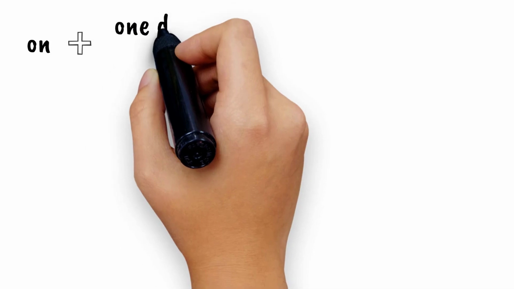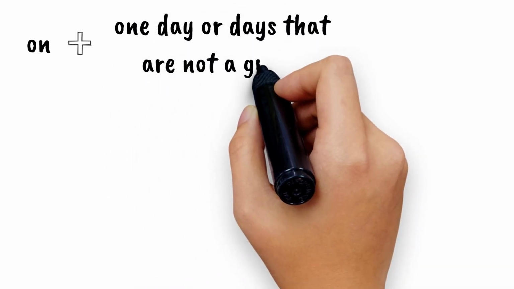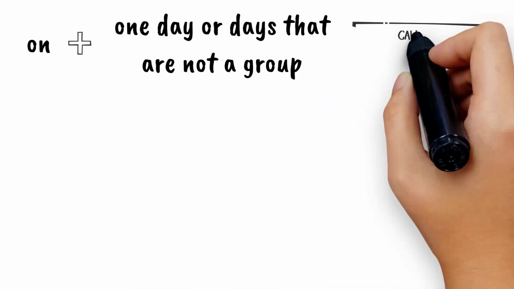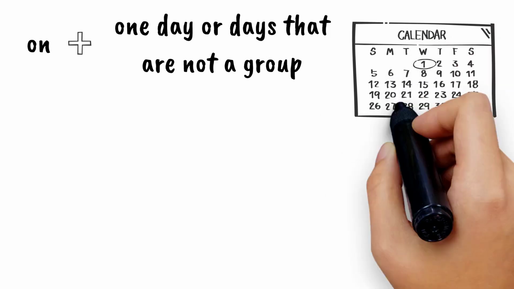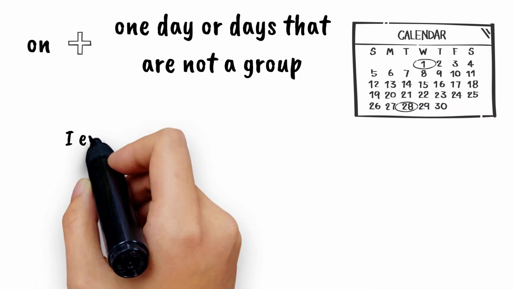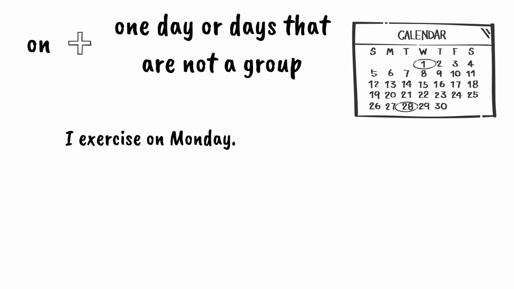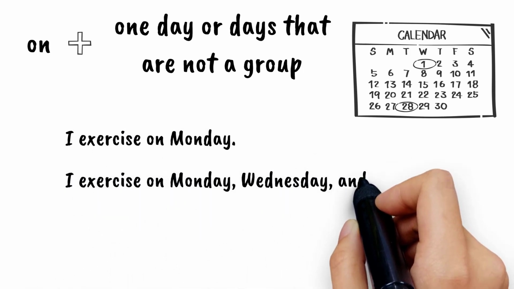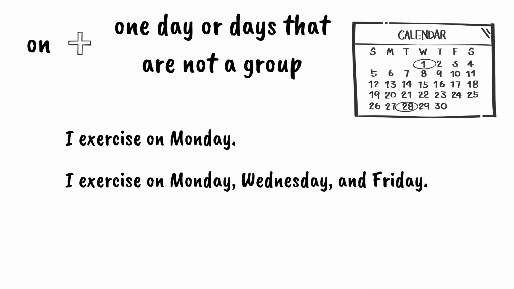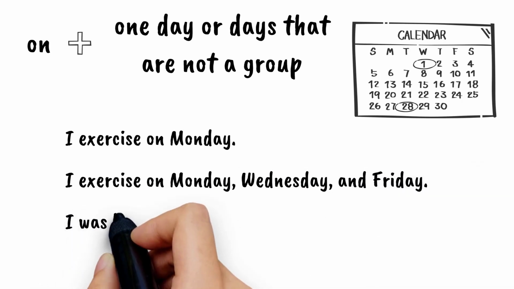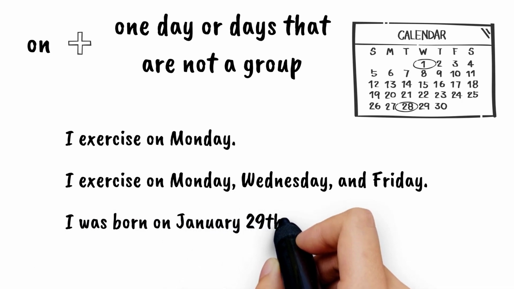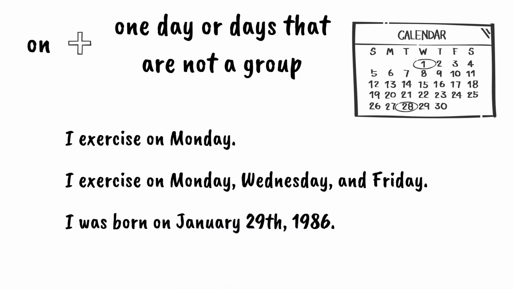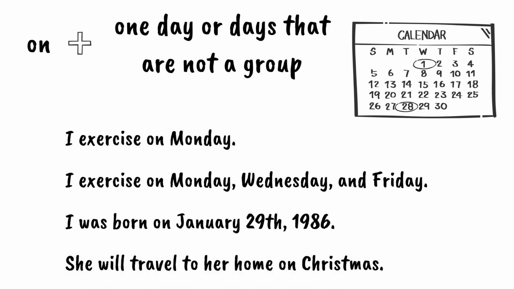Finally, let's look at some examples with on. Remember, use on with one day or specific days that are not a group. So some examples are, I exercise on Monday. I exercise on Monday, Wednesday, and Friday. I was born on January 29th, 1986. She will travel to her home on Christmas.